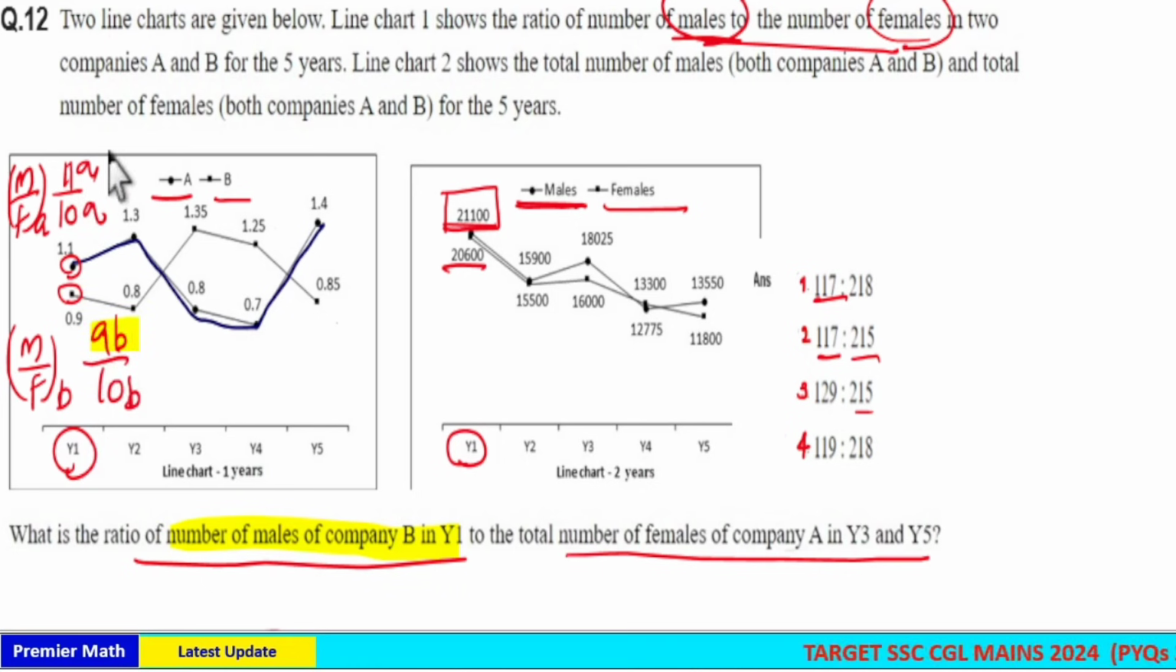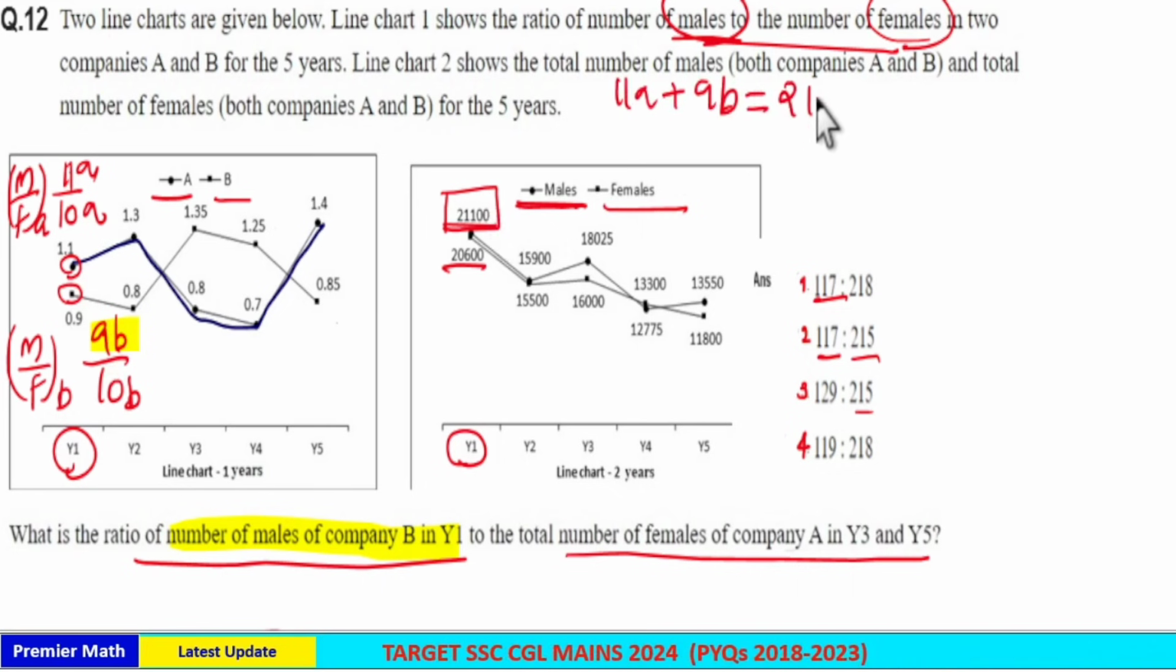That is, here the total number of men is equal to 11A plus 9B, which is given as 21,100. Now the total number of women is 10A plus 10B, which is 20,600. So A plus B is equal to 2060. Cancel 0.